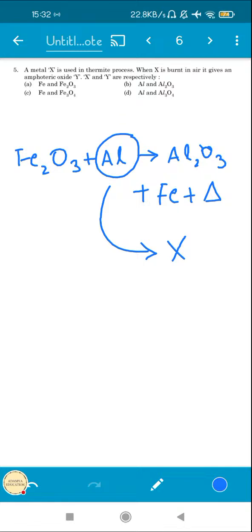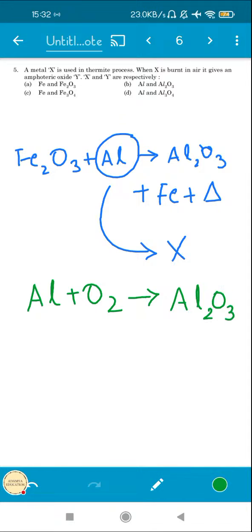Now it has been said that when X is burnt in air, that means when aluminium is burnt in air or oxygen, it will give an amphoteric oxide. We know Al2O3 is an amphoteric oxide, that is, it reacts with both acids and bases to form salt and water. Okay, so Al2O3 is our substance Y. So option number D is the correct answer.